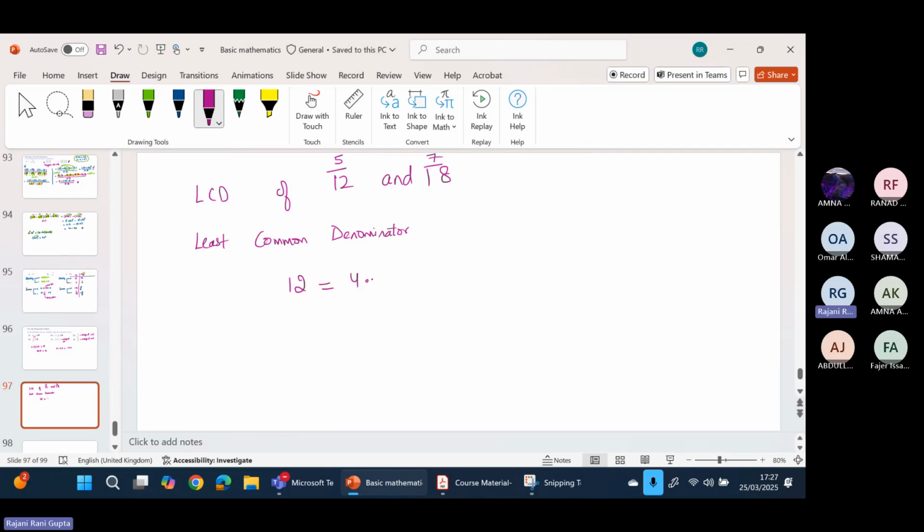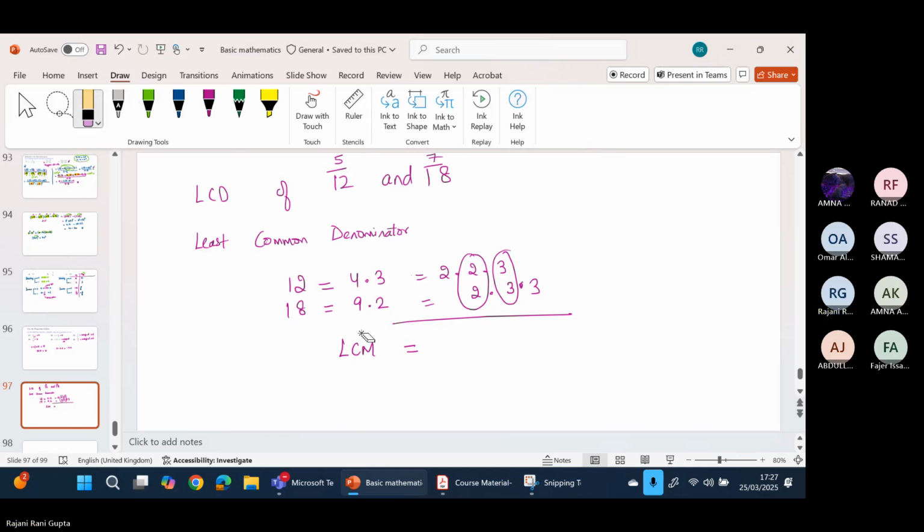12, how can you write it? 4 times 3. You can further write it as 2 times 2 times 3. 18, how can you write it? 9 times 2. You can further write it as 2 times 3 times 3. What is common? 2 and 3. Right? So the least common denominator is 2 times 2 times 3 times 3, which is 4 times 9, 36.